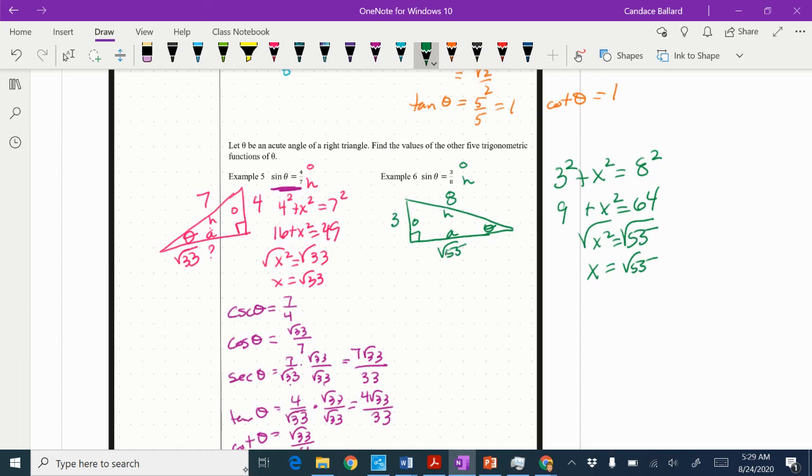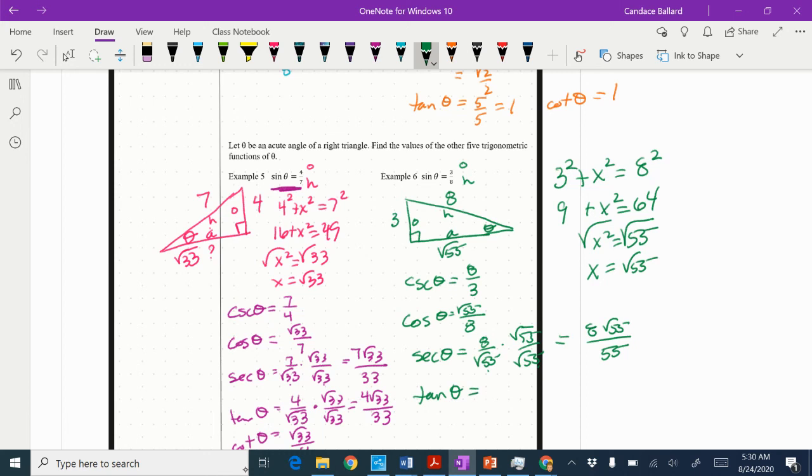All right, so for free, again, I should have gotten the cosecant for free, which would have been 8 over 3. The cosine is the adjacent, square root of 55 over 8, the hypotenuse. Secant, I'm going to flip, the reciprocal of cosine. So 8 over square root of 55. I'm going to rationalize that. So I get 8 square root of 55, and then square root of 55 times square root of 55 is just 55.